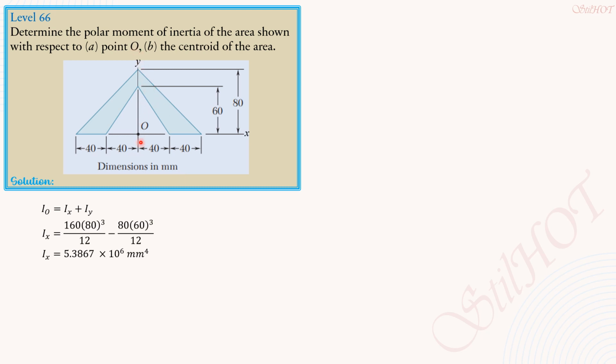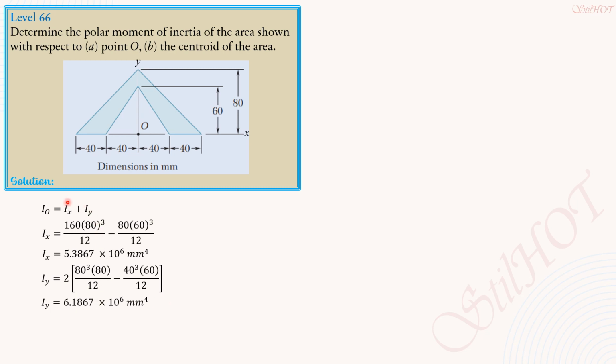Then Iy, this is the y-axis, and this coincides with the height of the triangle with base 80 and height 80 also, and we subtract the moment of inertia of the triangle with respect to the height, which coincides with the height also, with base 40 and height 60. We multiply the moment of inertia by 2 because to the left of the y-axis we have identical triangles. So Iy is equal to 2 times the quantity 80 cubed times 80 over 12 minus 40 cubed times 60 over 12. So Iy is equal to 6.1867 times 10 to the 6 millimeter to the fourth.